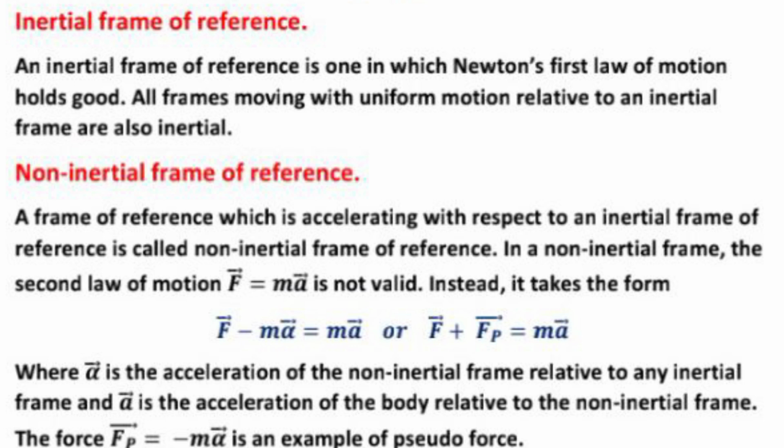Non-inertial frame of reference, what is it? A frame of reference which is accelerating with respect to an inertial frame of reference is called a non-inertial frame of reference. In a non-inertial frame of reference, the second law of motion, F equal to ma, is not valid. It does not hold good. It takes the form of F minus ma.